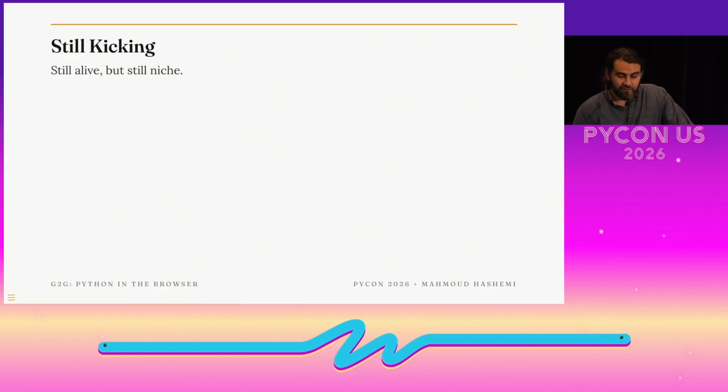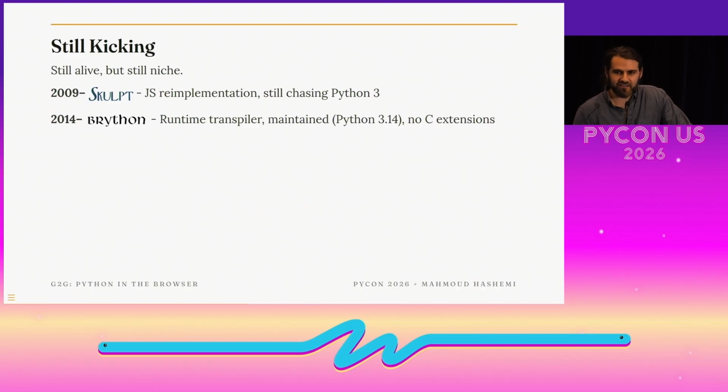So speaking of kicking, a few of them are still around. One is Sculpt. Another is Brython. Both of these have their niches in education. Brython is actually all the way up to date and has Python 3.14. And there's also Transcript, which may be related to RapidScript, but they're stuck on 3.9. So these are pretty niche.